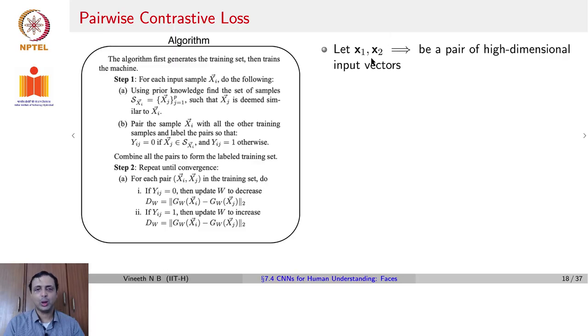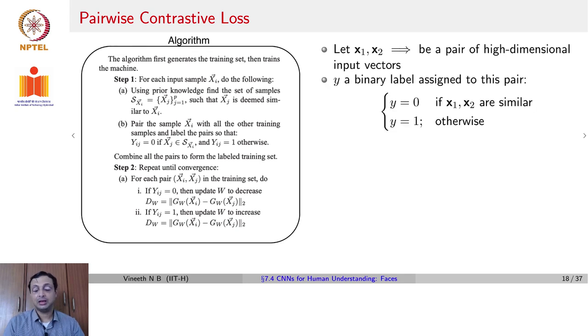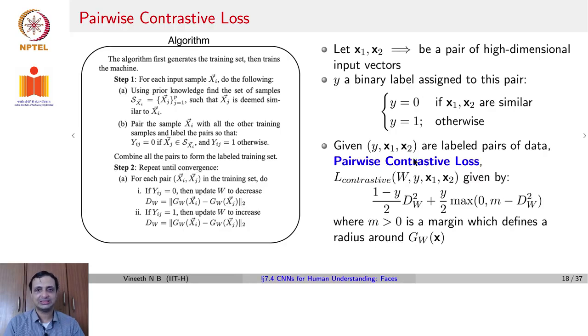So given x1 and x2 a pair of high dimensional input vectors, let y be a binary label given to be 0 if x1 and x2 are similar and 1 otherwise. Then the pairwise contrastive loss L contrastive is given by (1 minus y)/2 times dw square plus y/2 times max of 0 comma m minus dw square. The first term, as you can see, gets activated only when y is equal to 0, and the second term gets activated only when y is equal to 1.